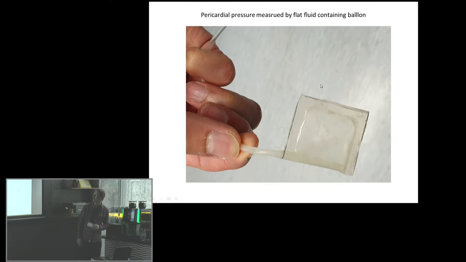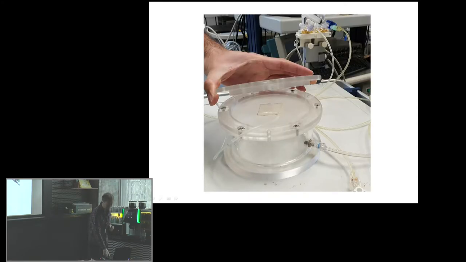Pericardial pressure I'll skip for the sake of time, but I think we in Oslo are maybe the only group in the world, and one in Canada, that measure pericardial pressure. We put in this flat sensor, which contains a little bit of fluid, between the pericardium and the wall and can then pick up the pressure generated by the pericardium on the wall. But you can ask me a question if you want to know more about this.